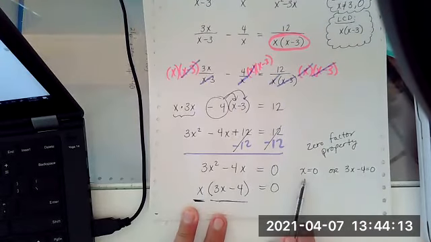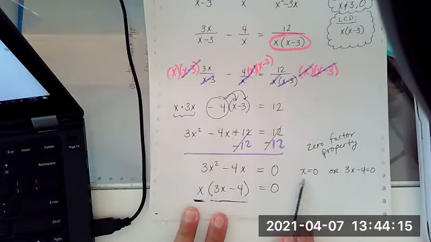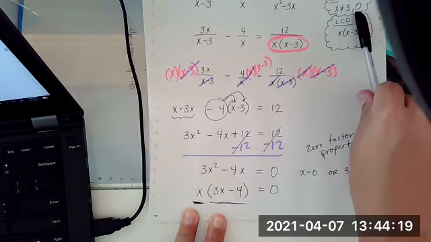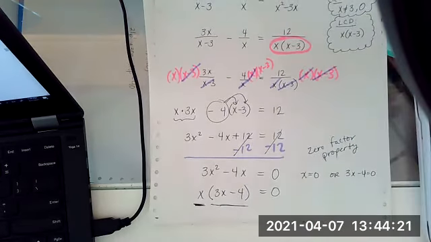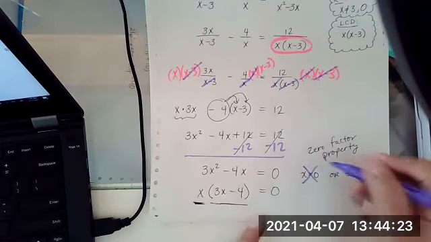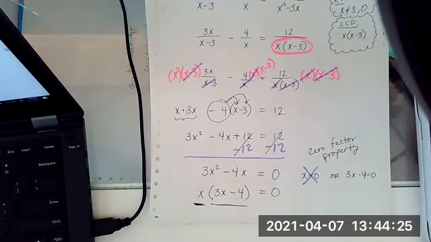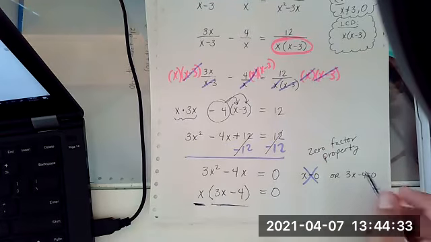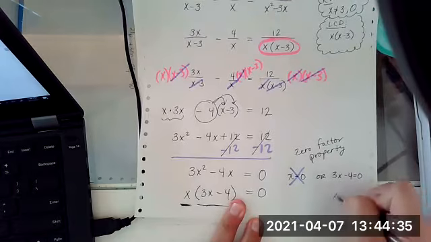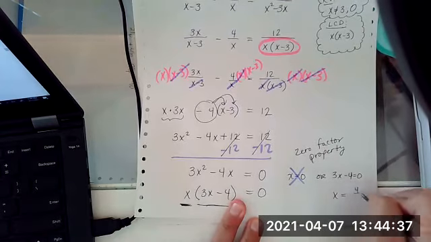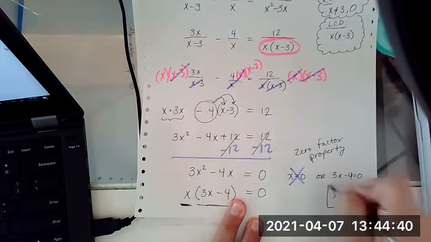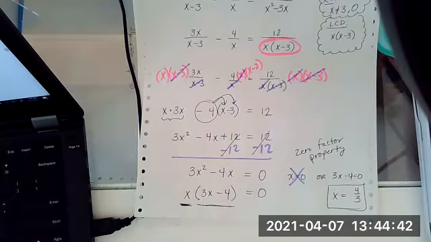This first equation is already solved. X is equal to 0, but we know based on our restricted values that x cannot be 0. So we have to throw that one away. And the other equation resolves to just x is equal to 4 over 3, which is not a restricted value, so that's going to be the only solution.